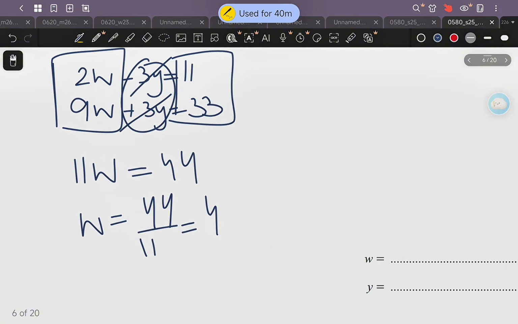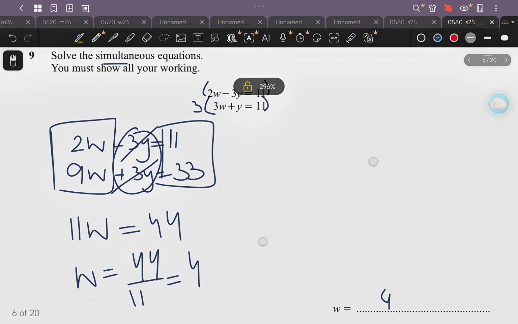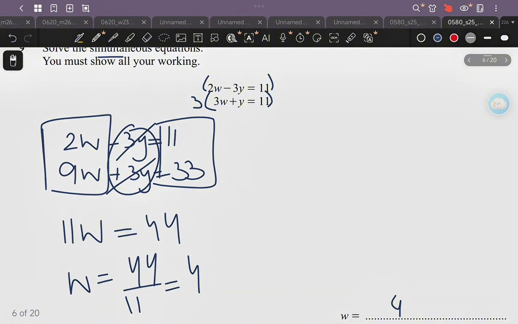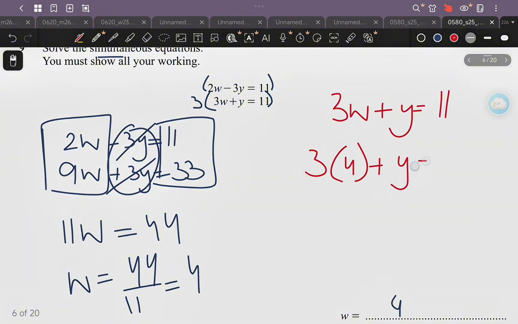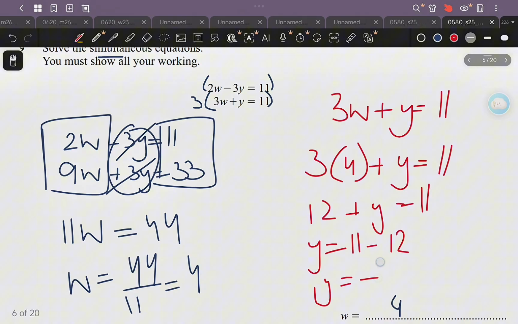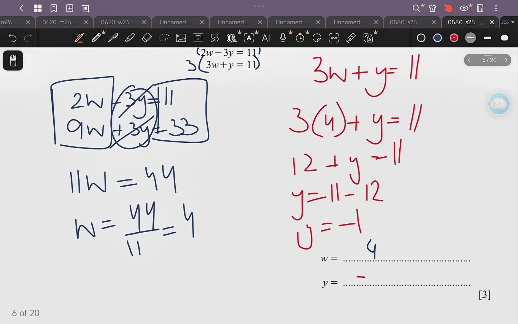So W is 4. Now take one of the equations, whichever you feel is easier and quicker to solve, and plug in the value of W. So I'm going to take the bottom equation, 3w plus y equals 11. 3w is 12, y we have to find out, so 12 plus y equals 11. Y equals 11 minus 12, and that is minus 1. So y is minus 1.